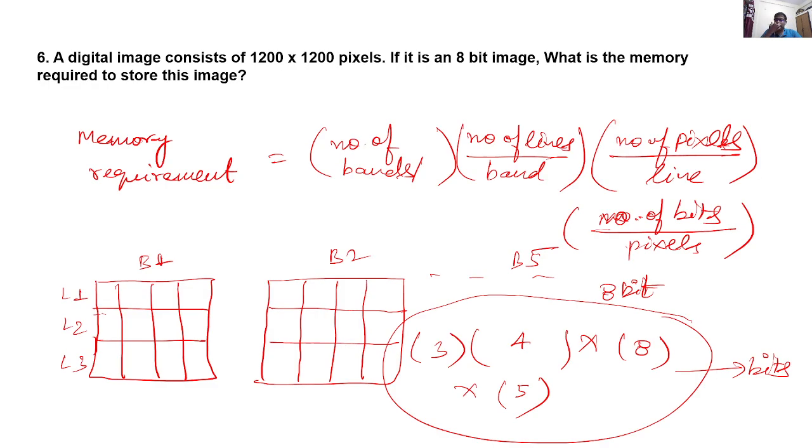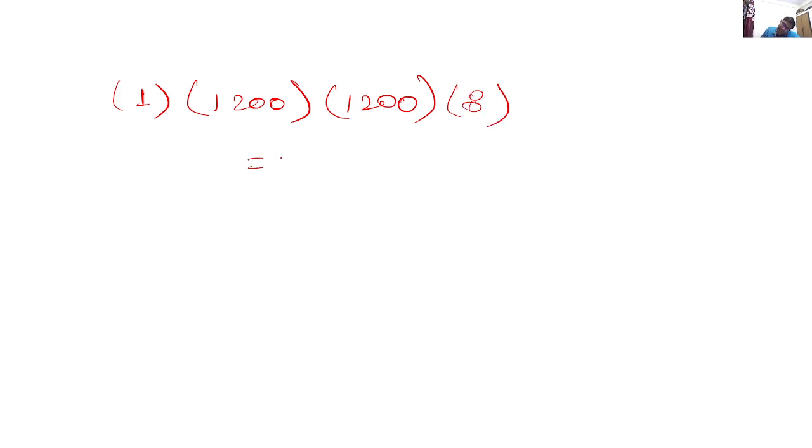So it is basically a 1200 by 1200 pixel image. The number of bands is not stated, so let's take the number of bands as 1. And it is an 8-bit image. So what is the memory required to store it? Let's use that formula: 1 band times the number of lines, 1200, times the number of pixels per line, 1200, times the number of bits per pixel, which is 8 in this case. So this comes out to be 11.52 into 10 to the power 6 bits.